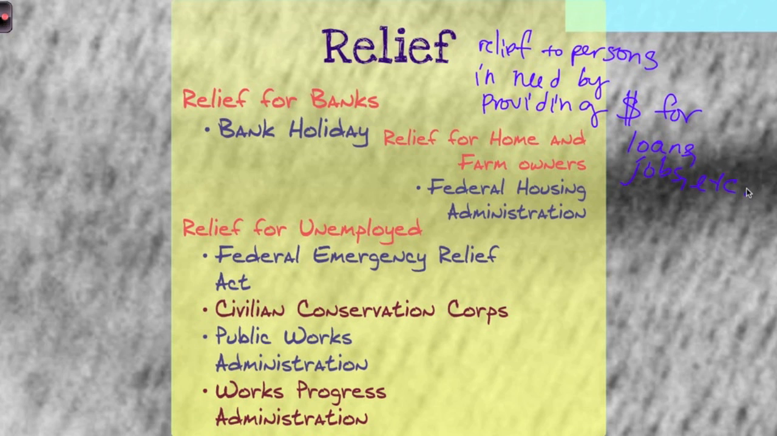You also have the Works Progress Administration, which is going to hire artists, writers, musicians. They're going to go and paint murals in post offices. They're going to go and collect stories from former slaves, slave narratives. So different things like that. They're going to have a writer's project during this time. So again, this was to try to provide relief, money to help with housing and loans, but also to try to find jobs.